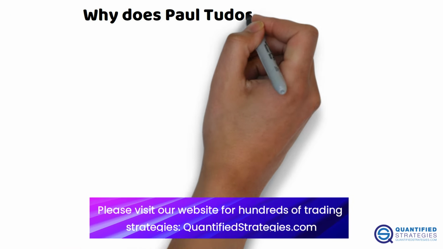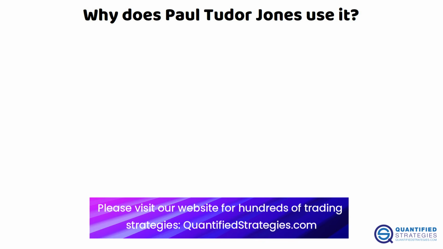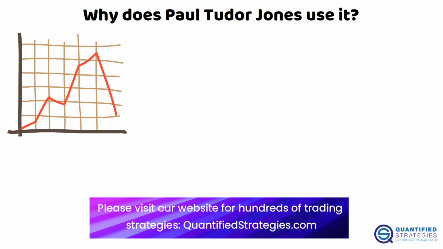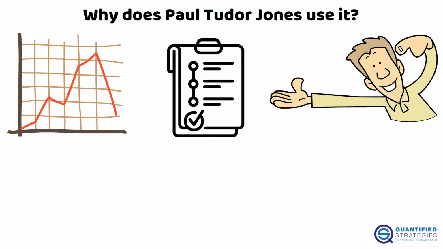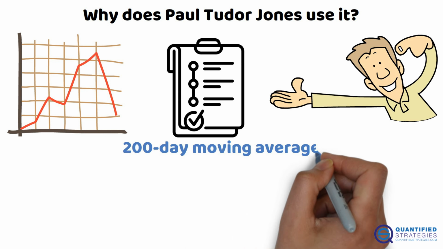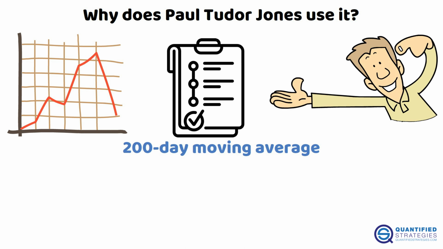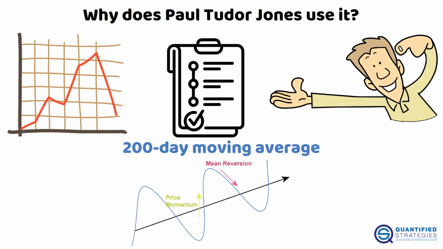So why does Paul Tudor Jones use it? Because it keeps you out of trouble when a major bear market hits. We're going to show you how trend-following strategies use the 200-day moving average, and how this same indicator can be used to filter short-term mean reversion trades.